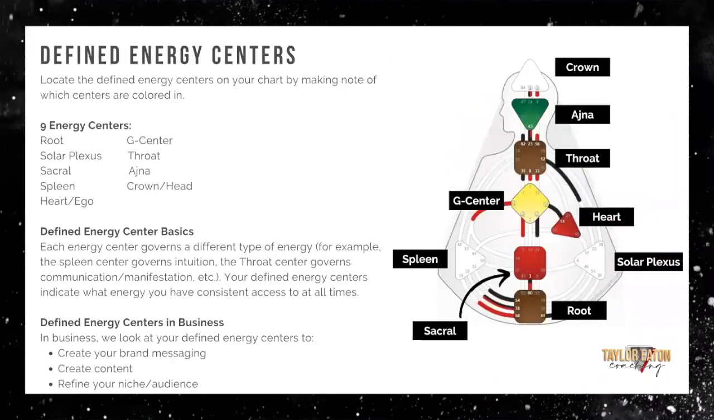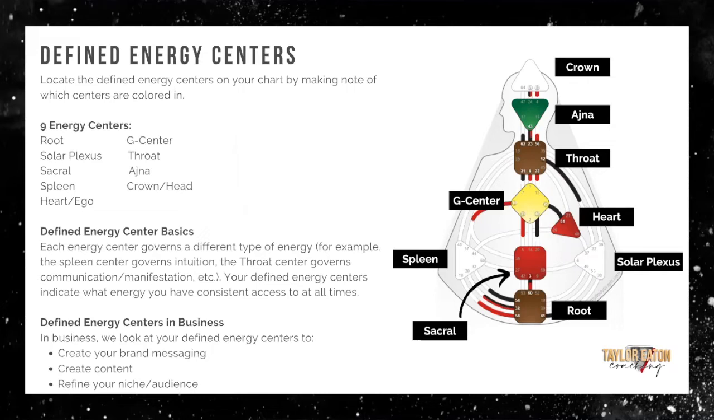Okay, now we have defined energy centers. In order to locate your defined energy centers, you'll want to look at the body graph version of your chart, right? The image of your chart. And you want to look at the centers that are colored in. Now, when we talk about energy centers, there are 9 energy centers. They are these geometric shapes throughout your chart. And I have them all labeled for you here so you know which one's which. But each colored in energy center is a defined energy center.